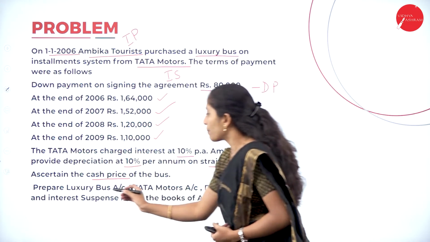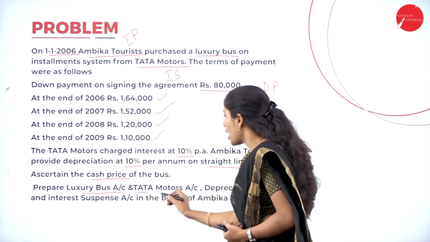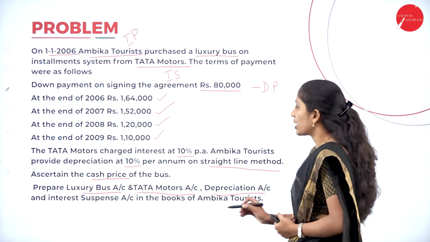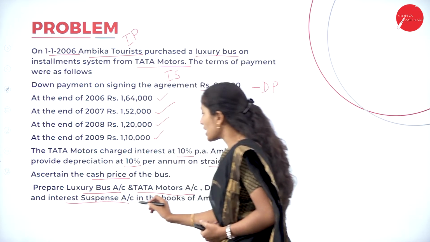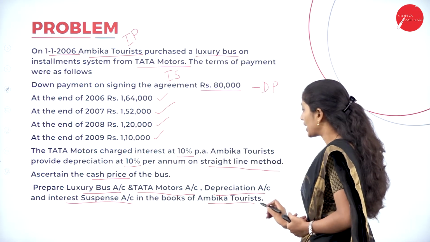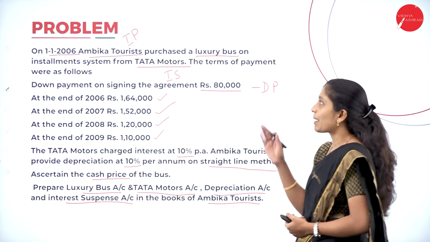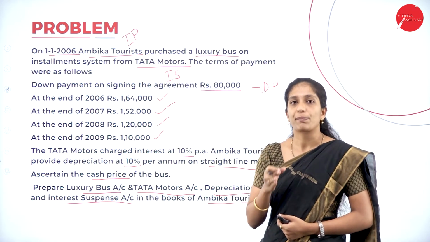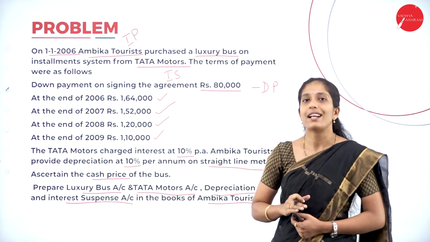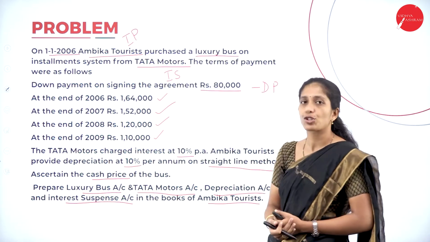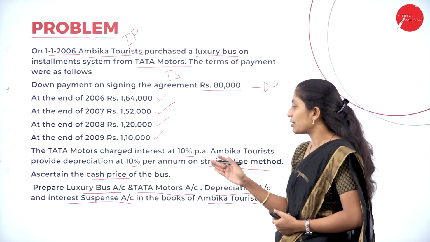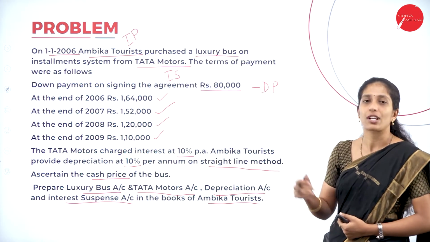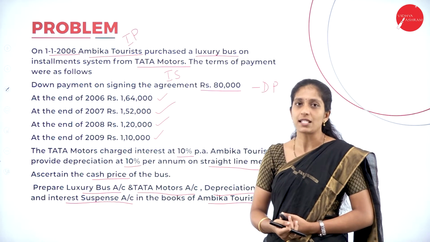Prepare luxury bus account and Tata Motors account, depreciation account and interest suspense account in the books of Ambika Tourist. So, who is Ambika Tourist? Installment purchaser. So, in the books of installment purchaser, we have to prepare ledger accounts. So, which are the ledger accounts to be prepared? Luxury bus account, Tata Motors account, depreciation account and interest suspense account.